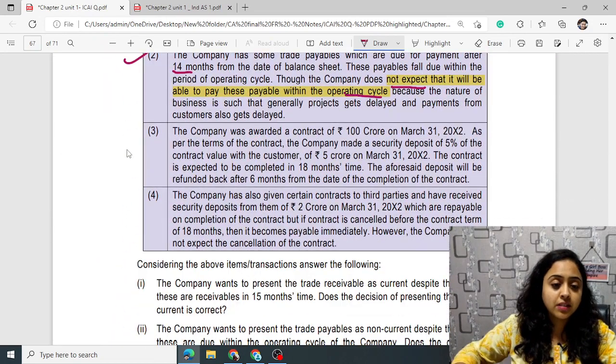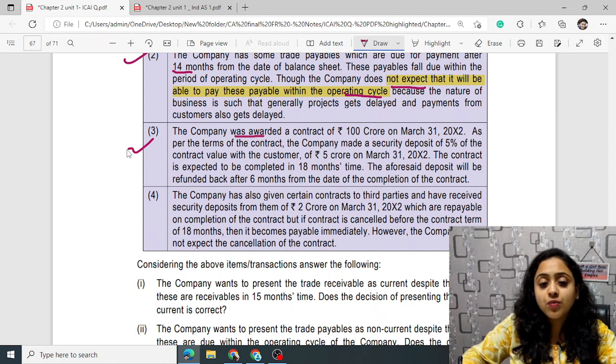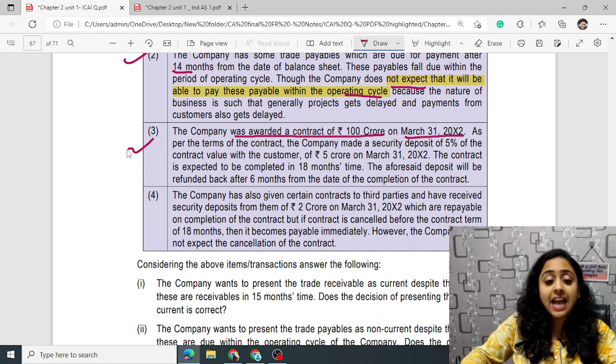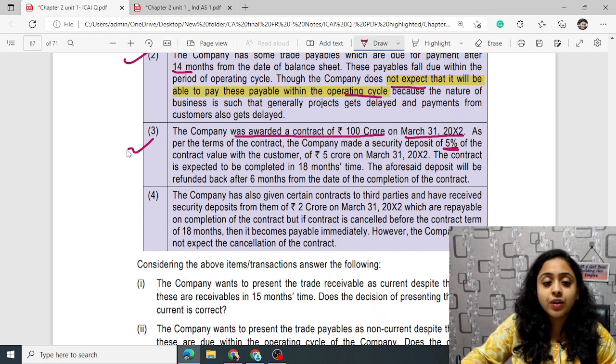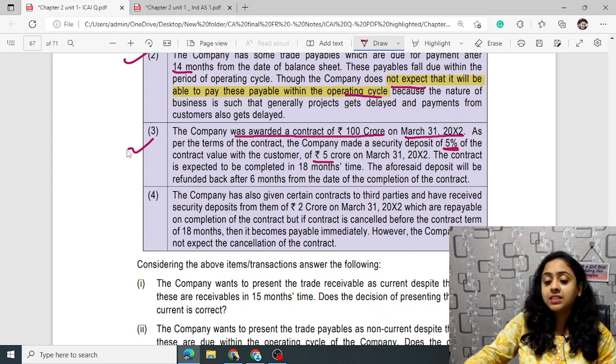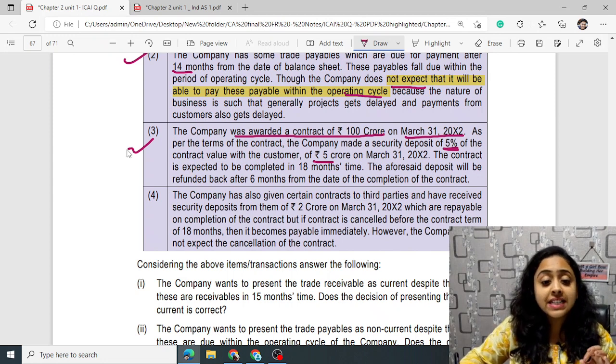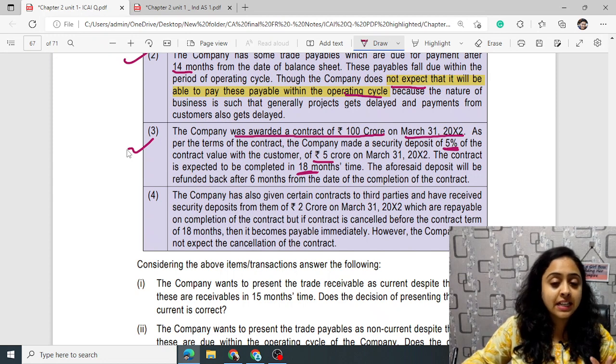8th question, third part. The company was awarded a contract of rupees 100 crore on March 31st, 2002. As per the terms of the contract, the company made a security deposit of 5% of the contract value with the customer, rupees 5 crore, on March 31st, 2002. The contract is expected to be completed in 18 months. The operating cycle is 18 months.